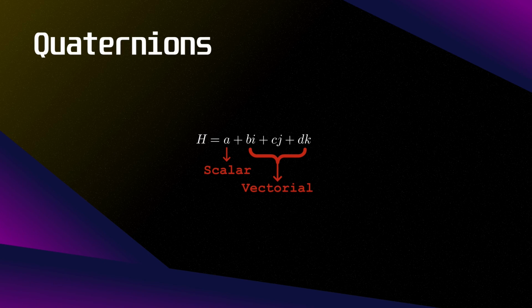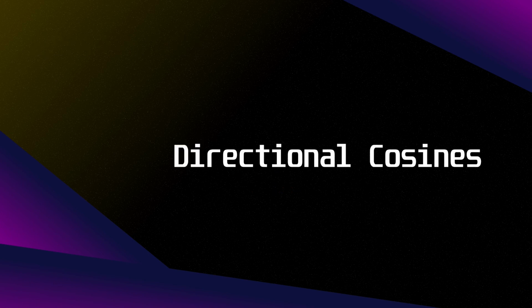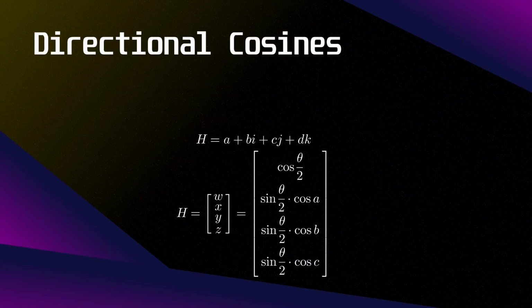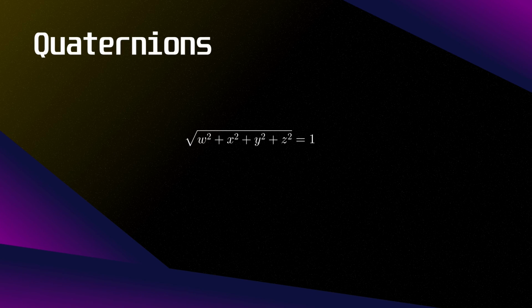To get a feel for how these parts relate to 3D space, we can take a look at directional cosines. The directional cosines of a vector are the cosines of the angles between the vector and the base axes, so in our case the x, y, and z axis. They can be integrated as follows. For the rotation to be valid, a quaternion has to be a unit quaternion, so it must fulfill the following condition.